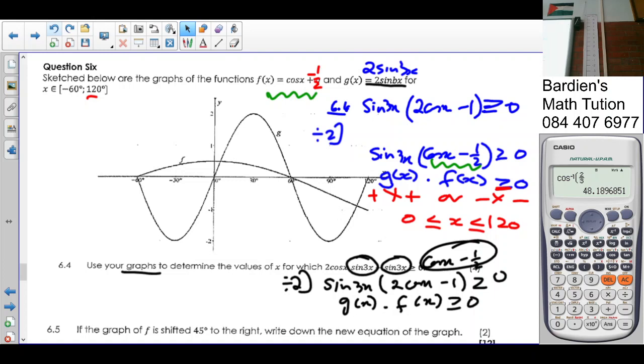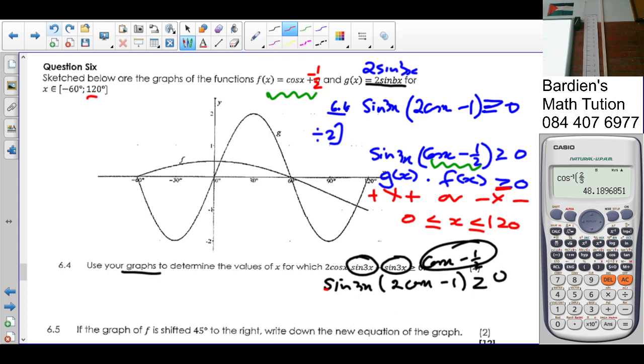Any other confusion here? Suppose the g of x on top is 2 sine 3x. Oh, I see what you're saying. But if you put the 2 here, would it affect it if I multiply by 2? Well, what I should have actually done was take out 2 as a common factor. You see, if I take out 2 as a common factor, it's going to be 2 sine 3x into cos x minus 1 over 2 must be greater than or equal to 0, which still gives us where f of x times g of x is greater or equal to 0. Okay?